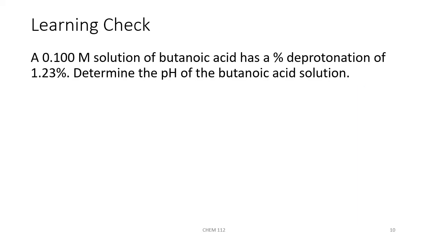A 0.1 molar solution of butanoic acid has a percent deprotonation of 1.23%. Determine the pH of the butanoic acid solution. So our formula for percent dissociation or percent deprotonation is equal to the amount of the weak acid that dissociates divided by the initial concentration of the weak acid.